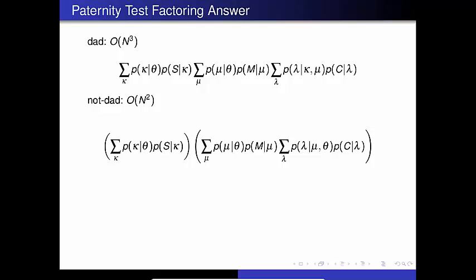So basically what we've got is a big nested expression. There are certain factors that we can factor out, like p of kappa given theta, which doesn't have to depend upon mu and lambda. But we're still stuck doing all three of these summations basically as nested loops, because we've got this inner factor, p of lambda given kappa mu, that depends on all three of them.